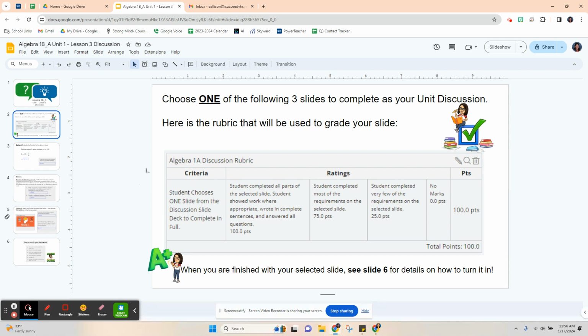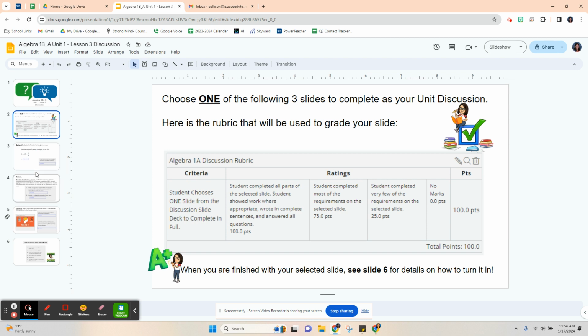The second slide here is giving you the rubric of how I will be grading you. Please note that you are only asked to choose one of the slides. Okay, so of the slides 3, 4, and 5 here, you're only being asked to choose one. You're going to do all the parts of that slide. Make sure that your responses are in full sentences, proper grammar. And most of them, you need to have 2 or 3 sentences to really get all of those points there.